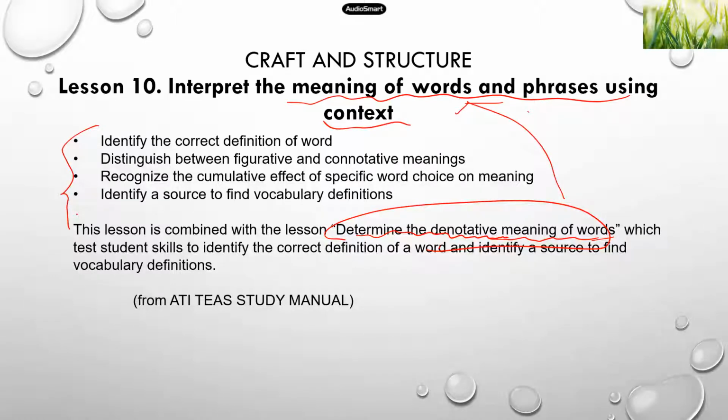You need to be able to identify the correct definition of a word. So you may not have a dictionary available, but based on the context, based on some other clues, hints, you need to be able to identify the correct definition of the word. You need to be able to distinguish between figurative and connotative meanings, recognize the cumulative effect of a specific word choice on meaning, and also identify a source to find vocabulary definitions.